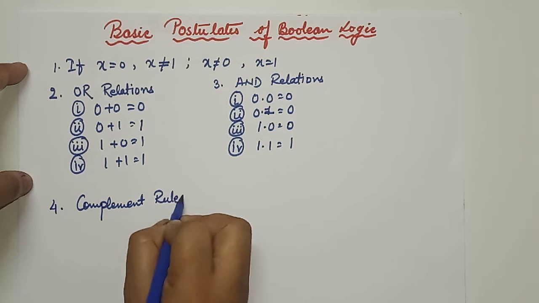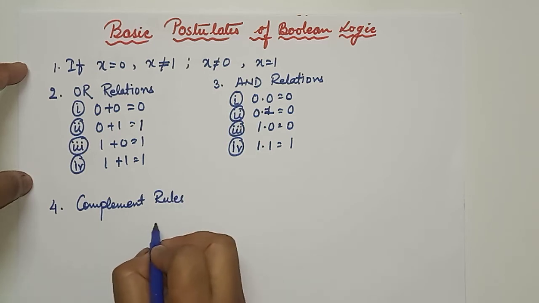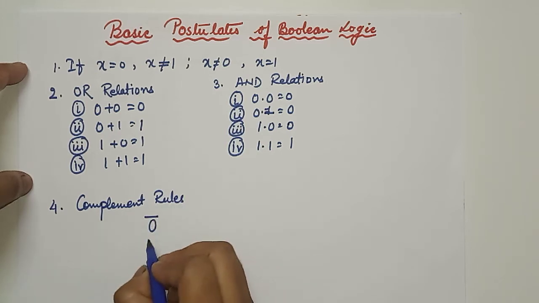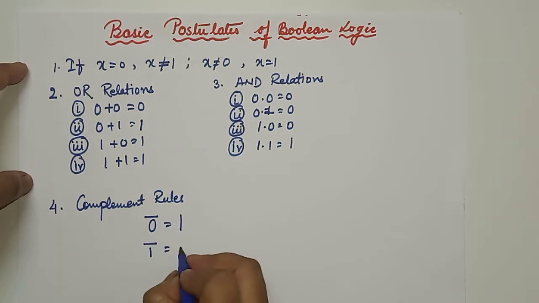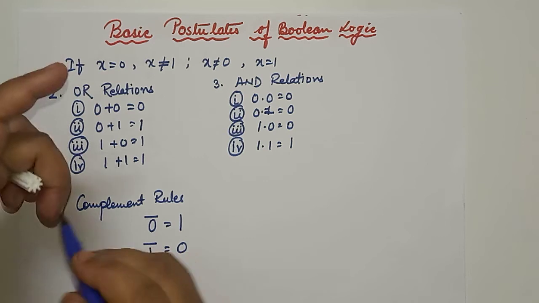complement rules. Complement of 0 is 1. Complement of 1 is 0.